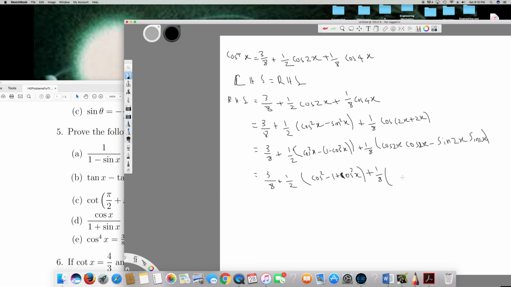minus sin square x. Since we have cos 2x multiplied by cos 2x again, we can write that one as cos square x minus sin square x all to the power of square. So that makes things easier.